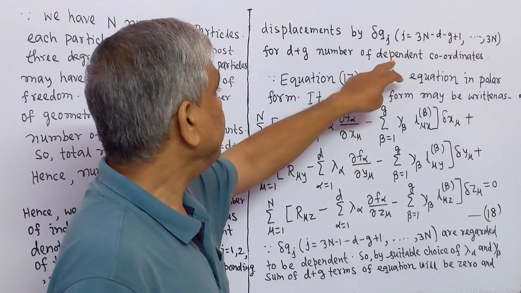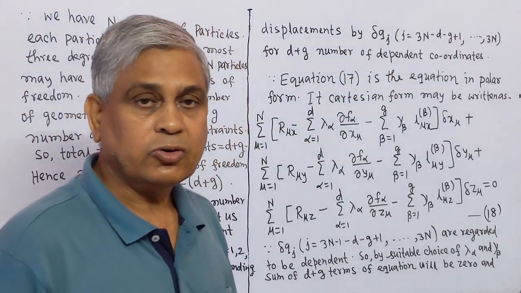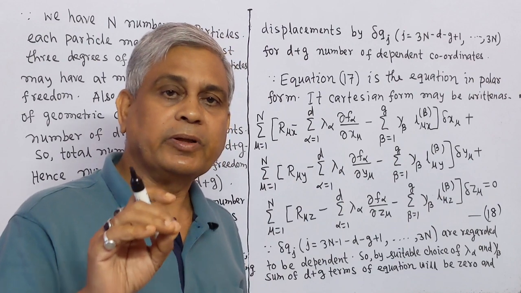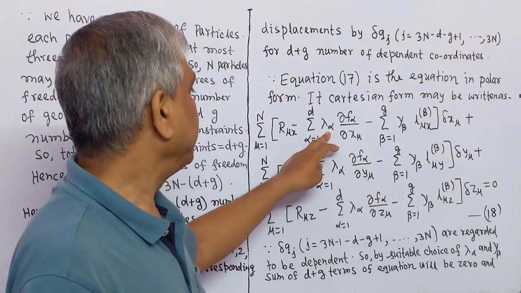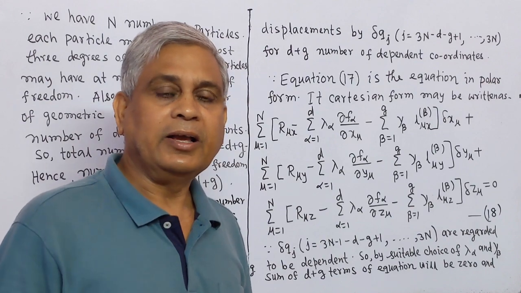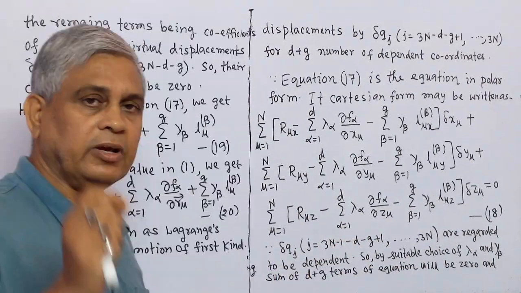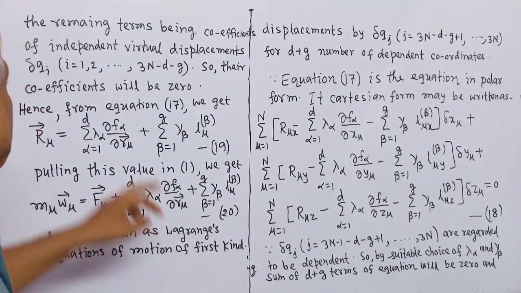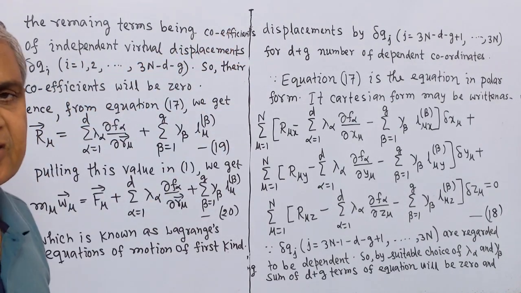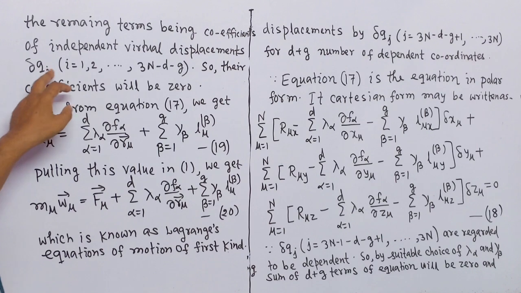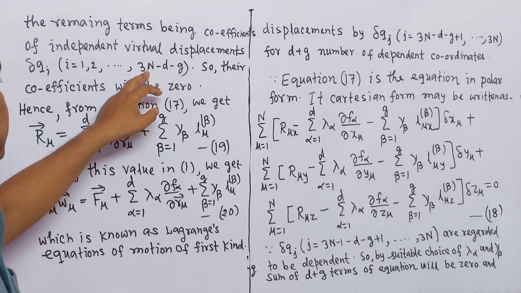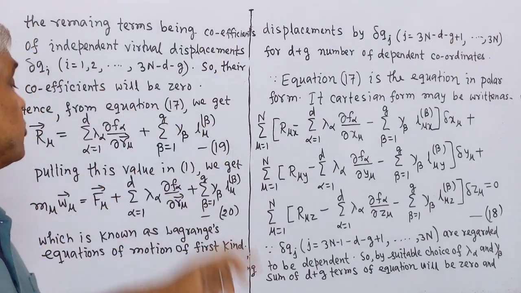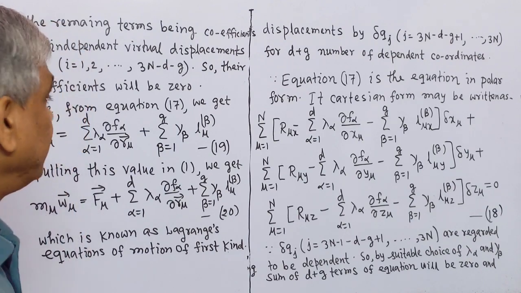But here we have assumed that d plus g displacements are corresponding to dependent coordinates. So for the property of dependent, by suitable choice of their coefficients lambda alpha and gamma beta, sum of their terms will be 0, and the remaining terms being coefficient of independent virtual displacements delta qi, i equal to 1, 2, up to 3n minus d minus g, their coefficients will be 0 automatically.